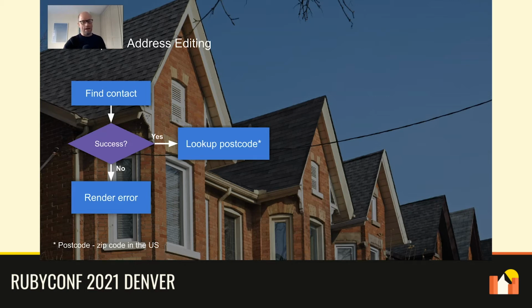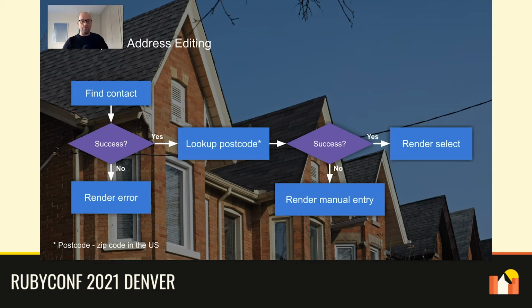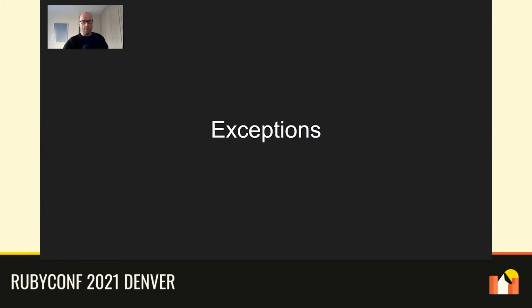Now, of course, that is a second API call, and that can fail as well. If it succeeds, we just want to render a select on the screen with all the addresses that the customer can select. If it fails, we want to render a manual address entry screen. So the state, the zip code, the street, so that the customer isn't prevented from taking the next step. How would we do that in a standard Ruby way using exceptions? Here's what it might look like.